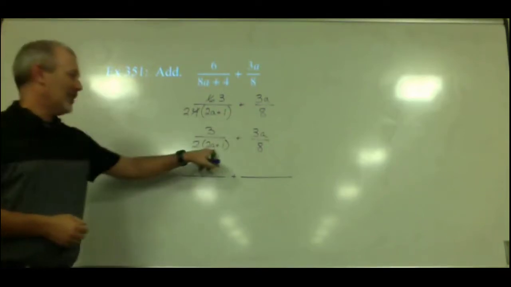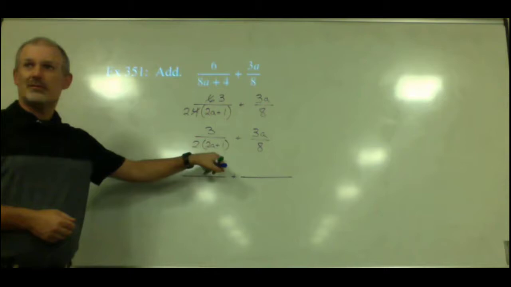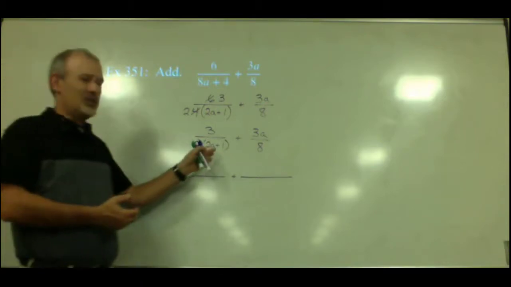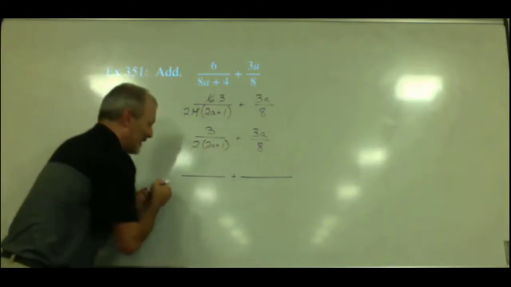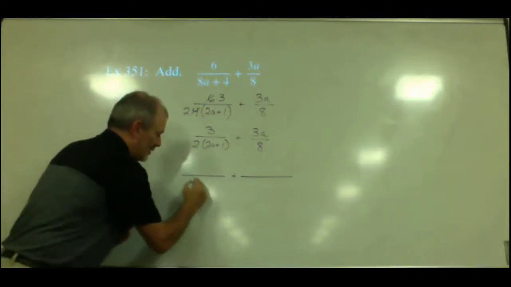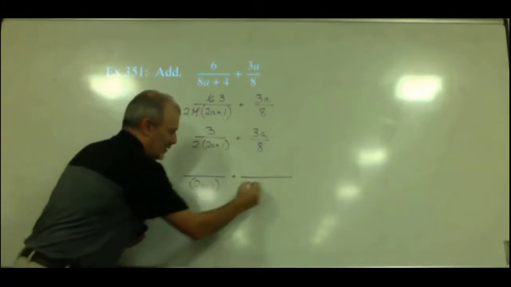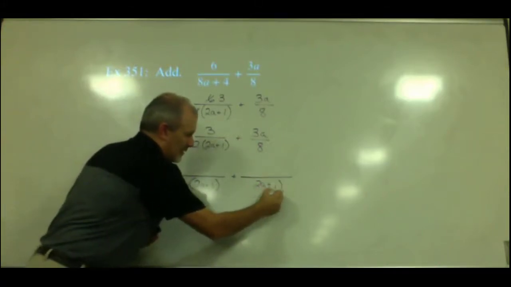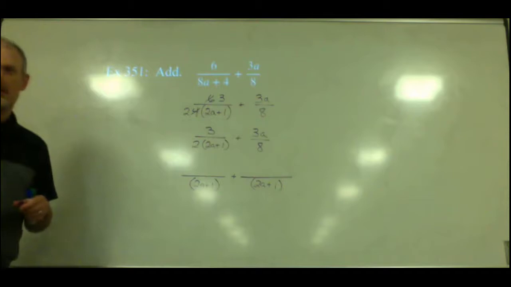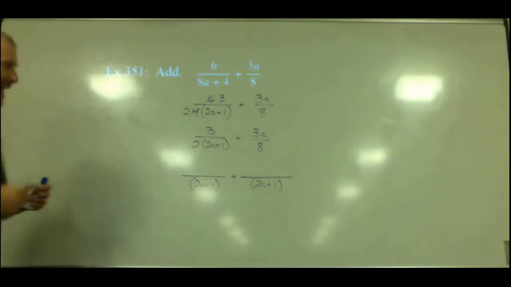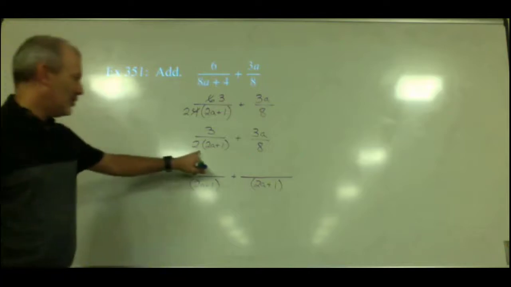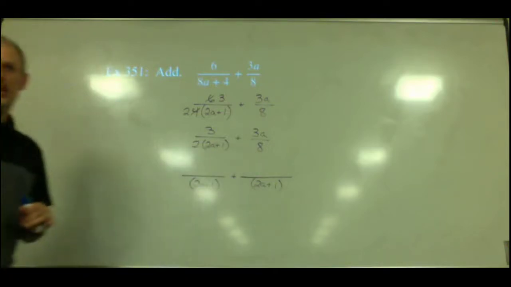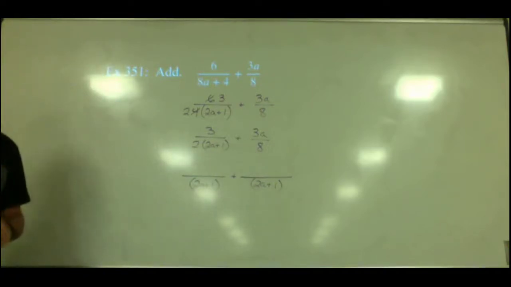Is it pretty clear we're going to need the 2a plus 1? Because what's the biggest number of 2a plus 1s that we see? Well, there's a 2a plus 1, so we need that. Does that make sense? Now we have to figure out the number part. With a 2 and an 8, it's going to be an 8.